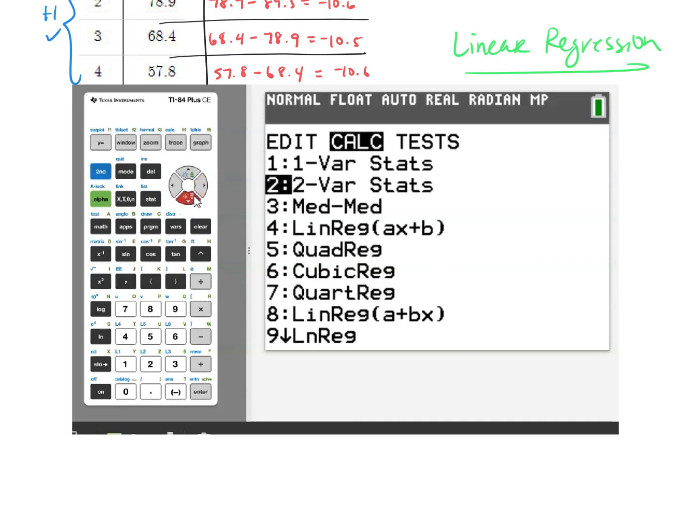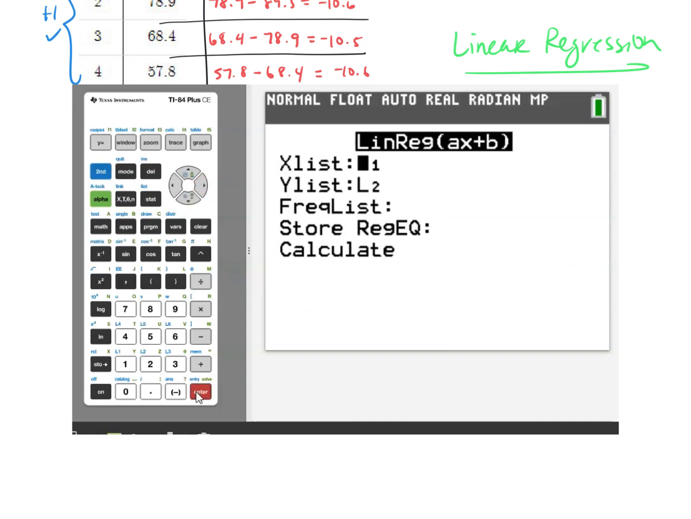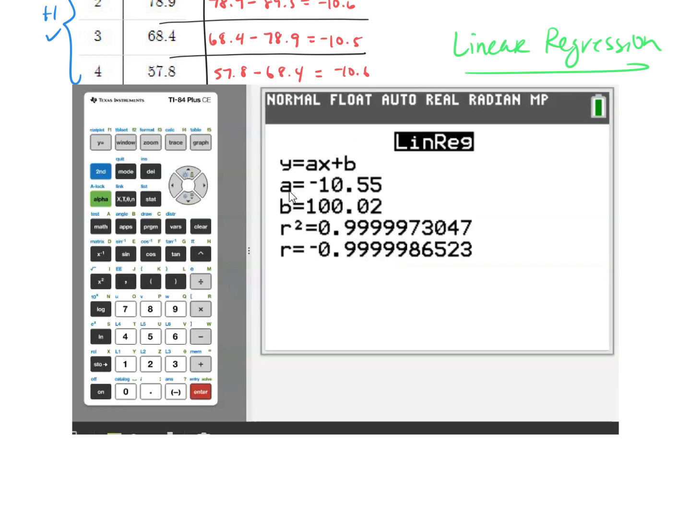So we're going to arrow down to 4. We're going to tell the calculator we want a linear function to fit this data. From list 1 and list 2, we go down to calculate. And here's our y equals AX plus B. They're telling us here's the equation. Plug this in for your A, plug that in for your B, and you will have a linear function.